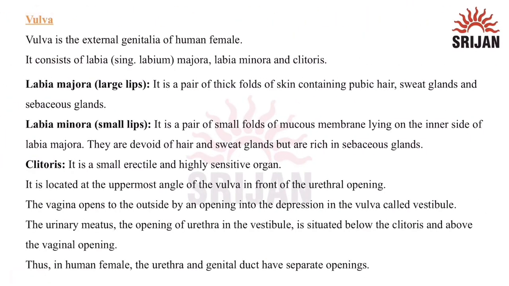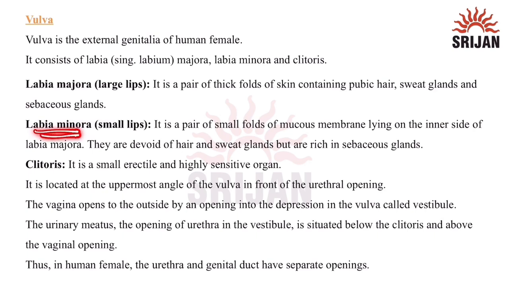Now, the vulva. These are the external genitalia of the human female. Basically, it consists of labia, singular labium, majora, labia minora, and clitoris. The labia majora are thick folds of skin containing pubic hair, sweat glands, and sebaceous glands.